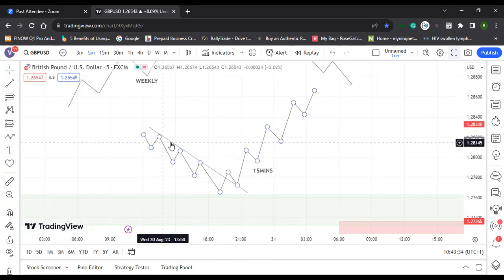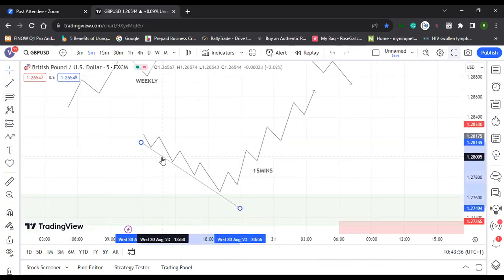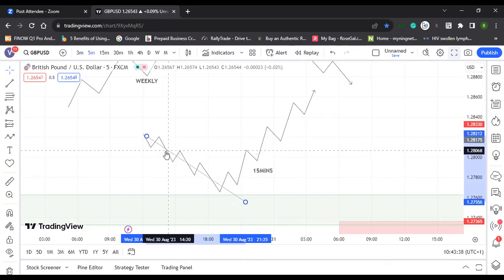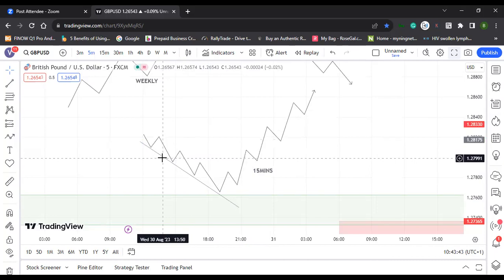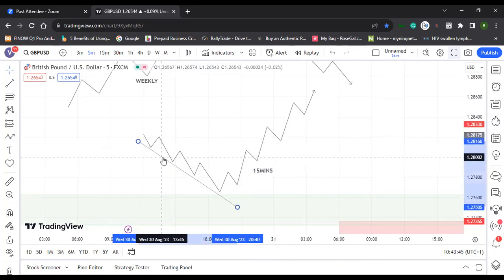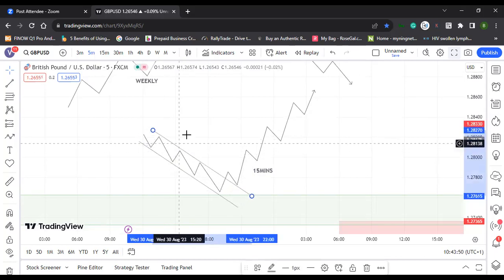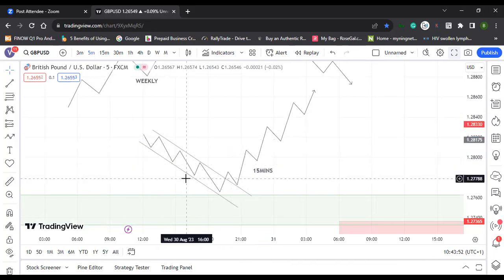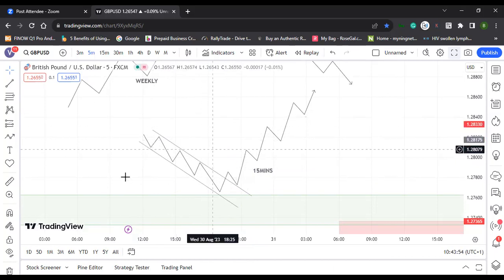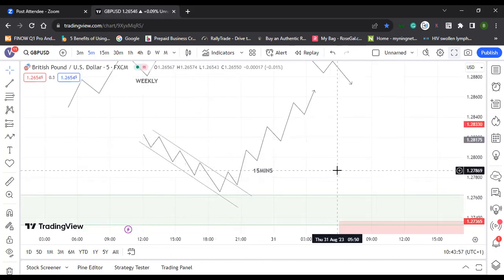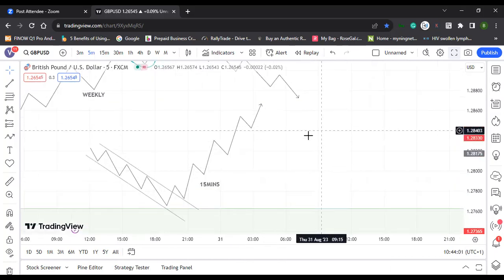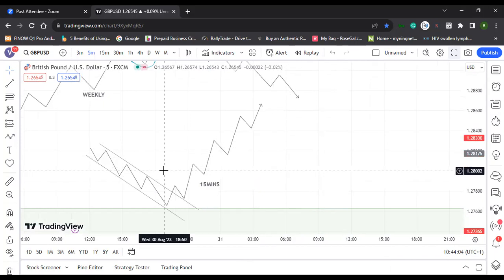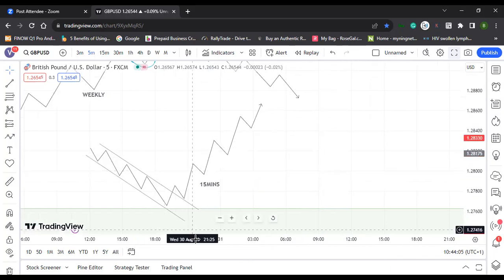Let me draw this thing again so you guys will understand what I'm saying. Okay, let's just say this is a downtrend. Now, what just happened here? Markets just swept out this trend line liquidity. So types of liquidity, we have trend line liquidity, right? Are you guys with me?